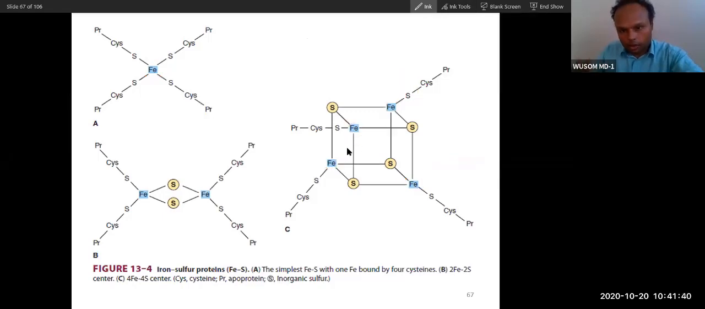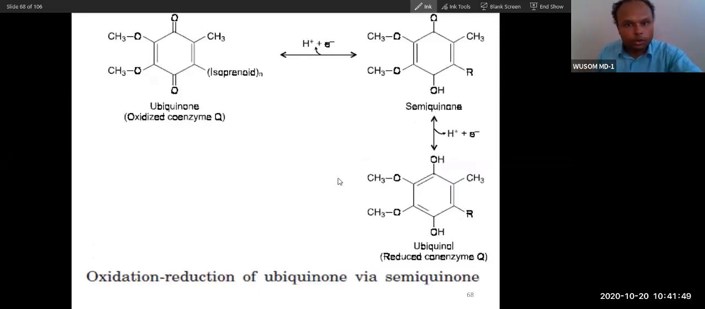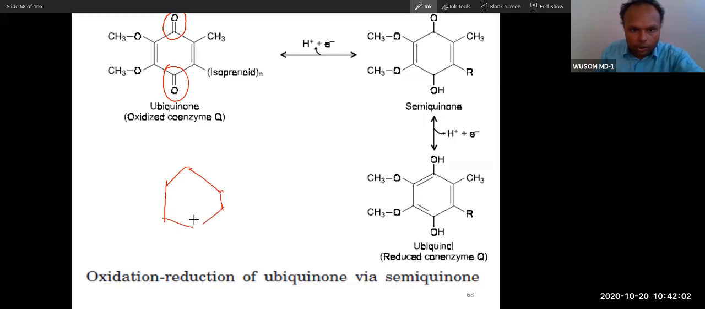Okay, I have given this picture just so that you will remember it, because memory is very important. If you don't remember, you don't do anything. Now this is coenzyme Q. You can see coenzyme Q has these two C=O groups at the end of this ring. You don't have to remember every detail of this.